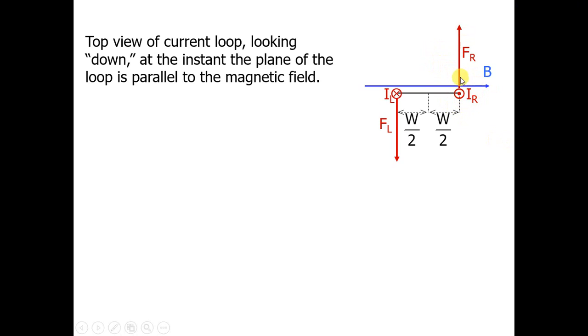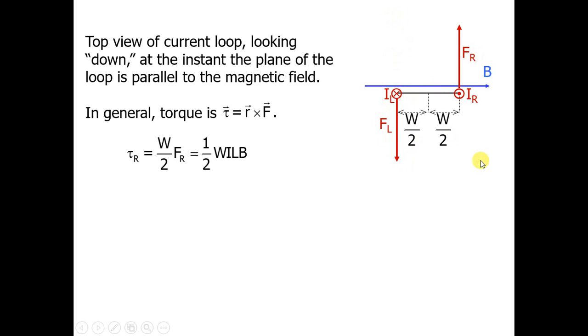The current I on the right has force F_R, and on the left, the force F_L is equal to F_R. See here, in general, torque tau is equal to r cross F. Here r is equal to W by 2, and F_R is equal to ILB. So tau_R is equal to W by 2 times F_R, which is 1/2 W I L B.